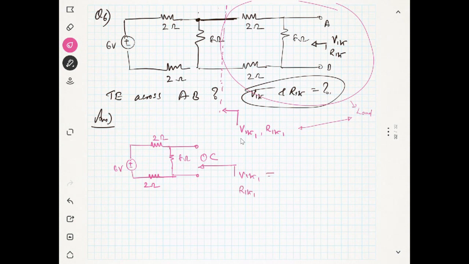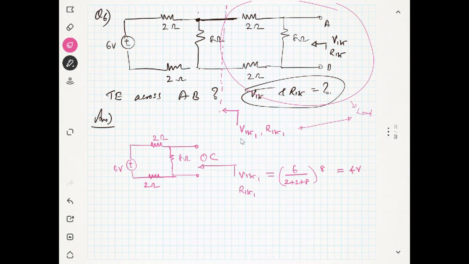What is my VThevenin 1? It's very easy now. It is just a voltage division. 6 divided by 2 plus 8 multiplied with, I want only the 8 ohm resistance. So you will get this like this. So this is nothing but 4 volt. Is it clear?